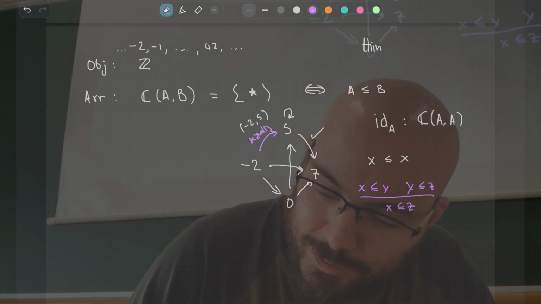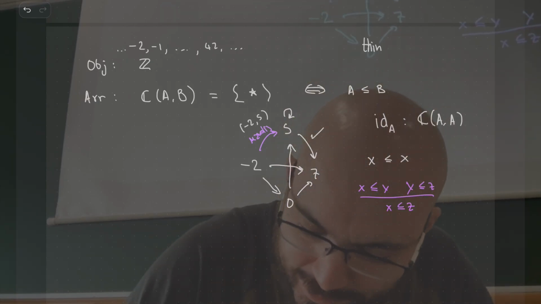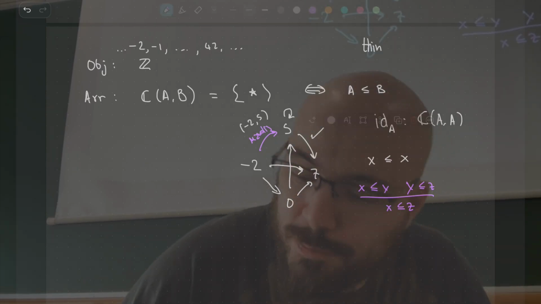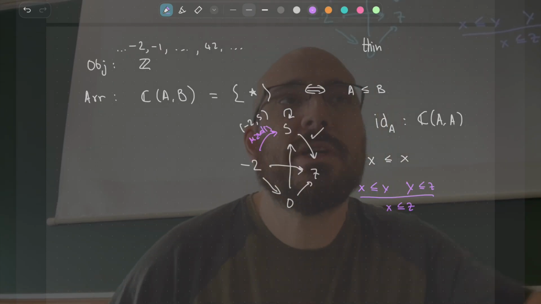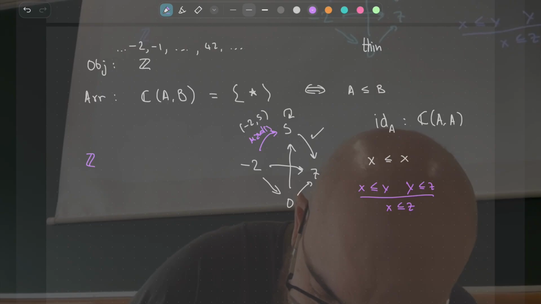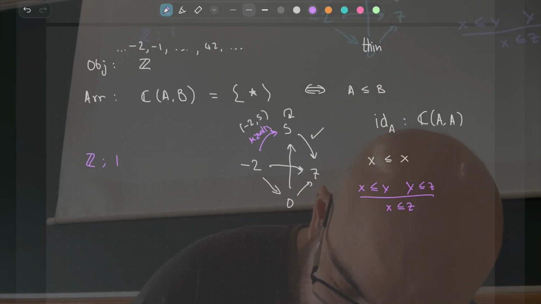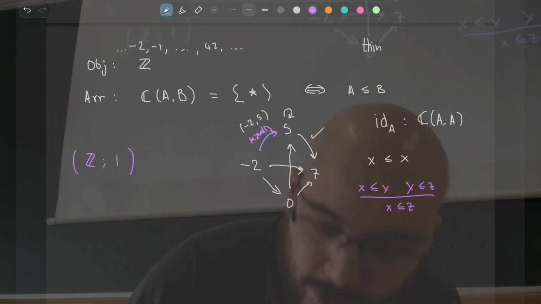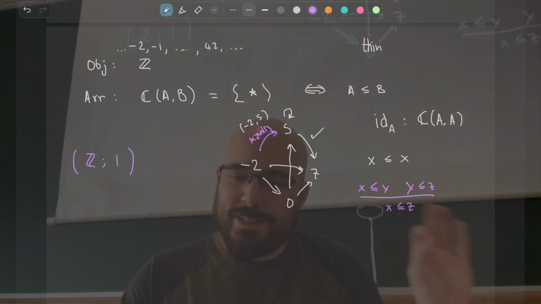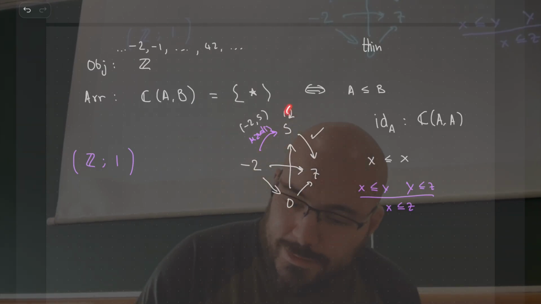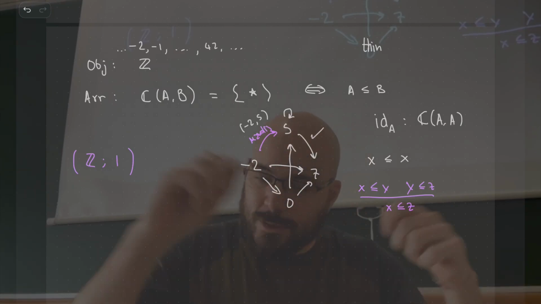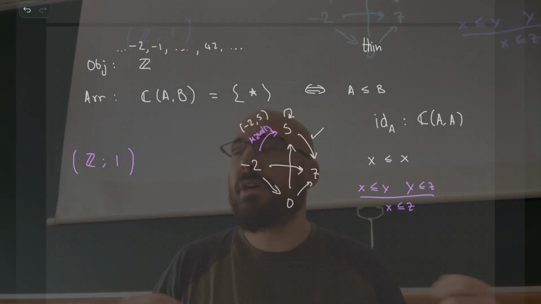Okay, similarly, I could show a different category. I will just change this thing into a different preorder. I will use divides, and I will keep the objects, the integers, still. So a different category would be, consider this ordered set, this proset, and get a category out of it. For exactly the same reason, I have identities. They are guaranteed by reflexivity of divides. And I have composition. It's guaranteed by transitivity.